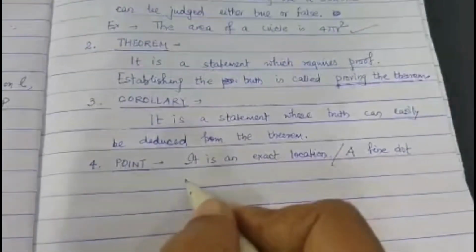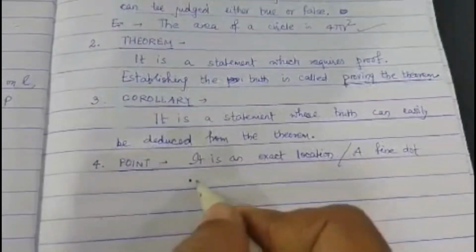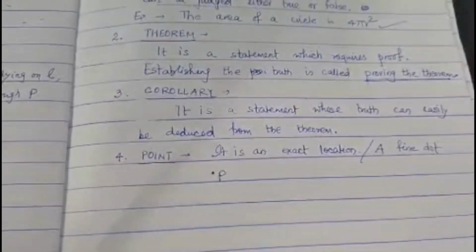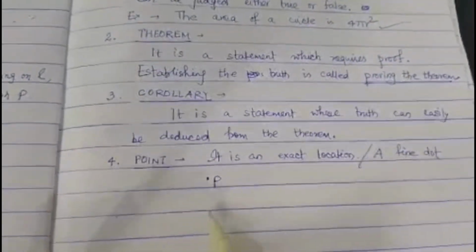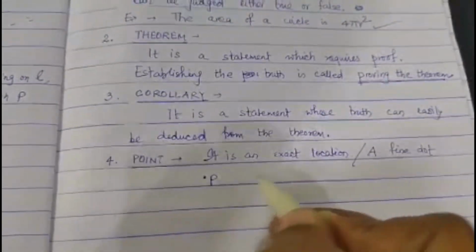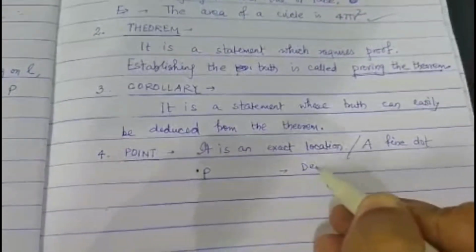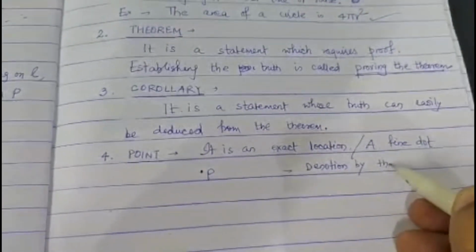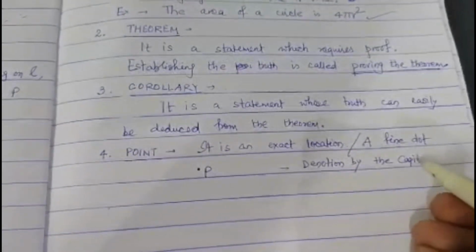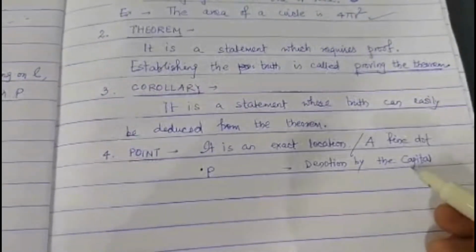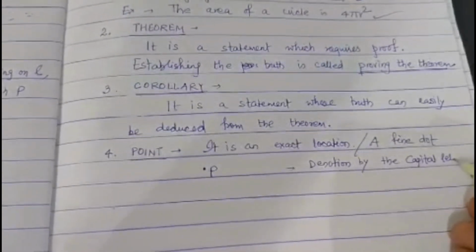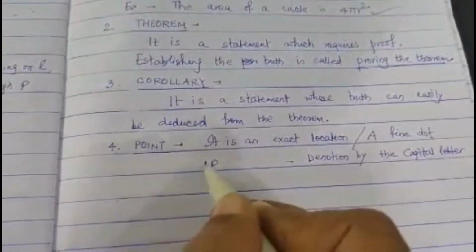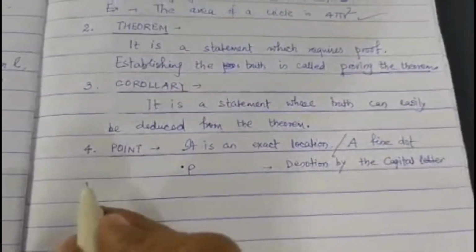And we show it like this is a point, and we denote it by a capital letter, like A, B, C, D, whatever. We can denote it with a capital letter. So here we are showing it by P. So this is a point.